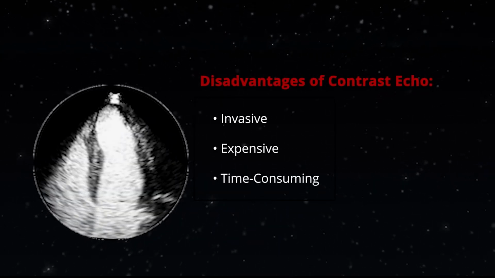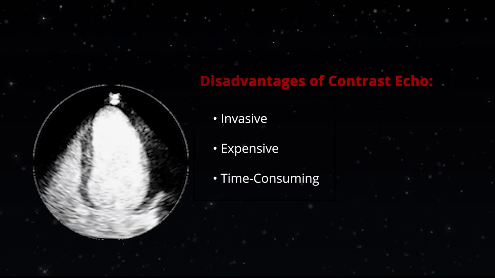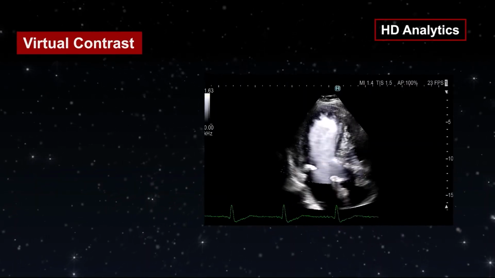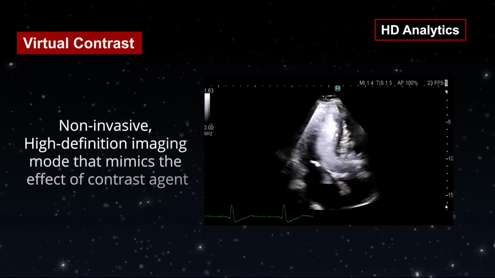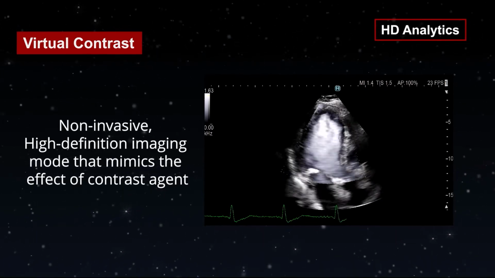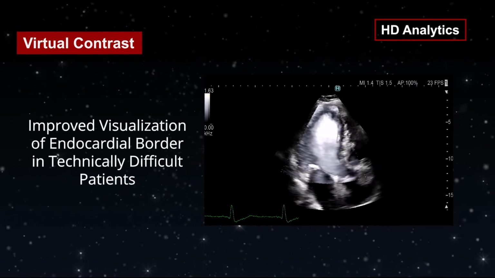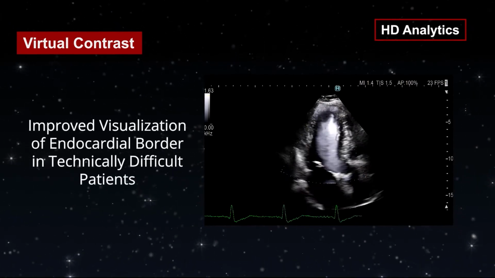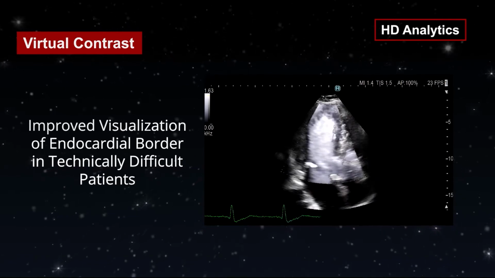expensive, and time-consuming. To overcome these limitations, Fujifilm introduces virtual contrast, a non-invasive, high-definition imaging mode, which mimics the effect of contrast echo, to drastically improve visualization of endocardial border in technically difficult patients.